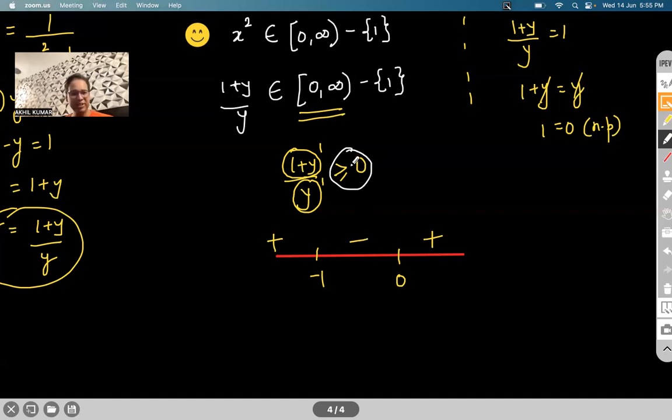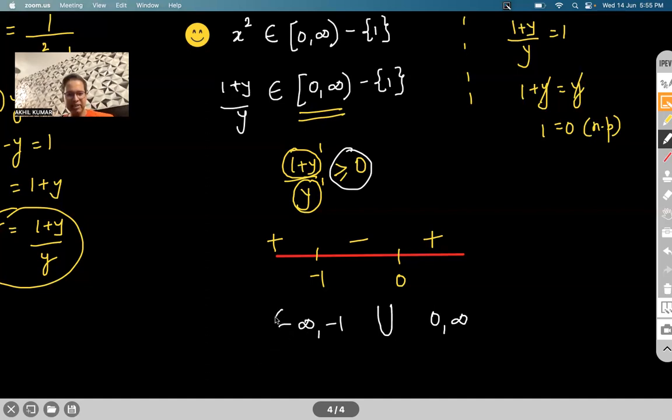Now we are looking at it. So now we try to figure out where it is greater than or equal to 0. So greater than 0 is minus infinity to minus 1. Don't put any brackets. Put a union. Okay. Now put the brackets.